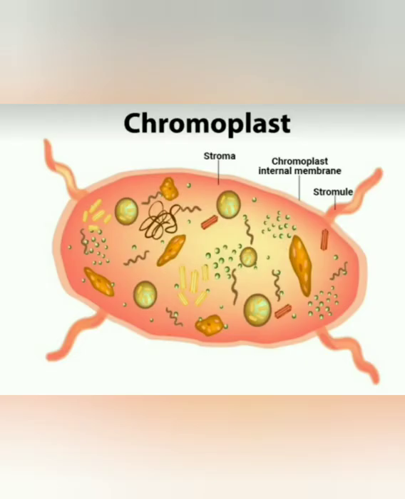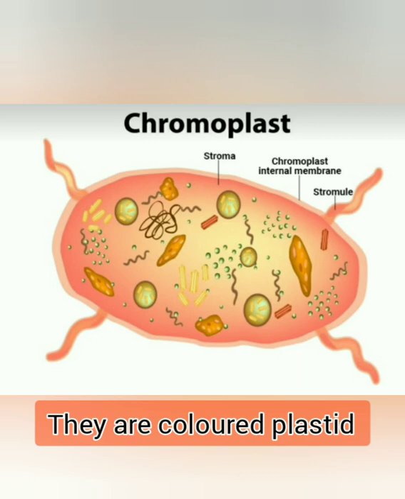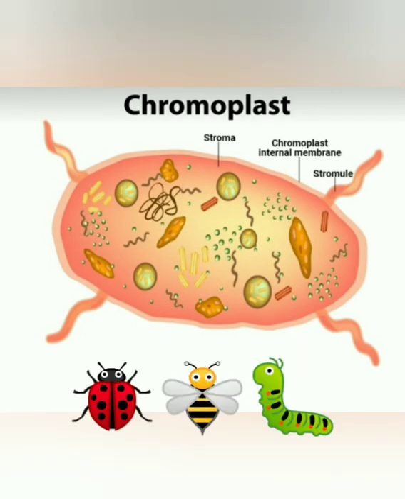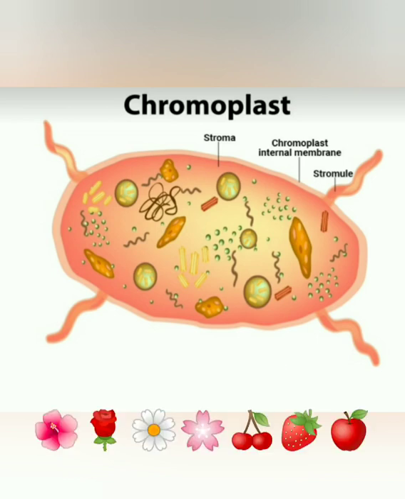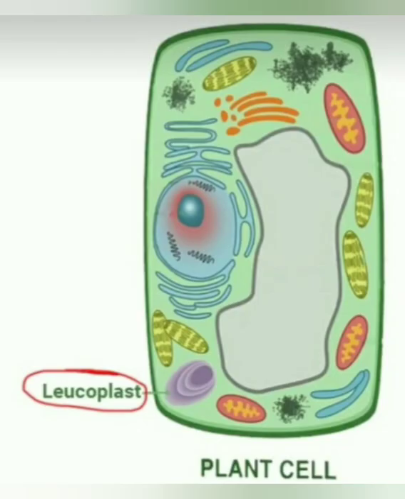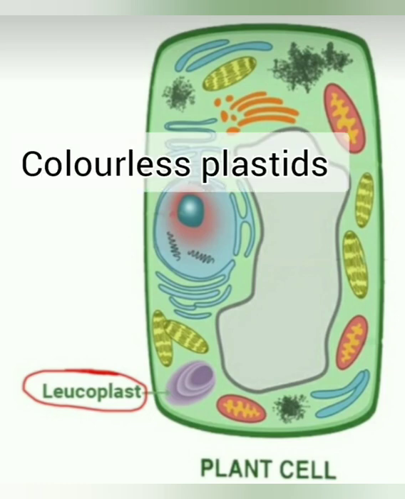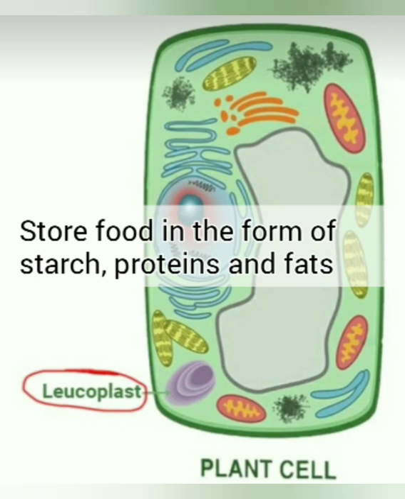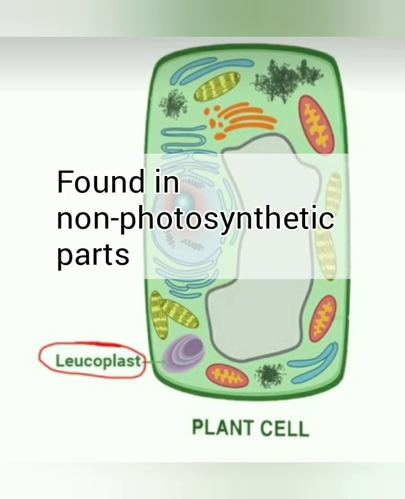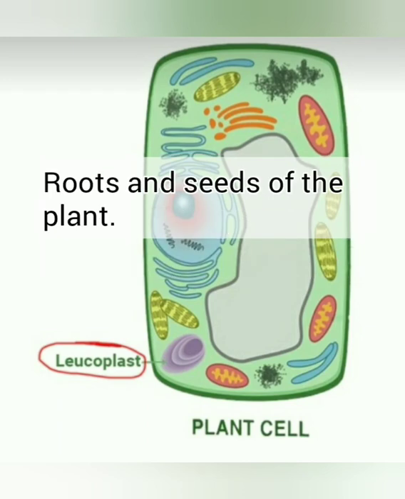The next one is chromoplasts. So these are colored plastids as they contain red, orange and yellow pigments. These colors attract insects and other animals for pollination, and they are mostly found in the petals of flowers and fruits. The last one is leukoplasts, and these are colorless plastids that store food in the form of starch, proteins and fats. They are found in non-photosynthetic parts like roots and seeds of the plant.